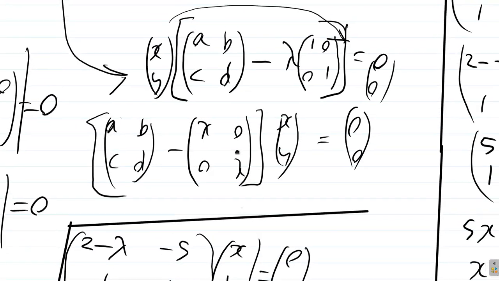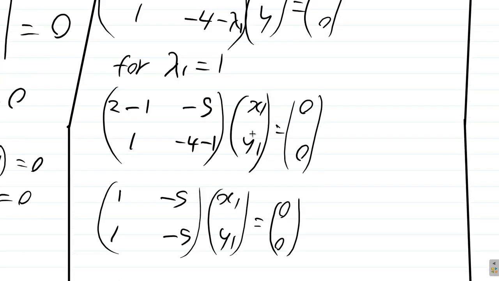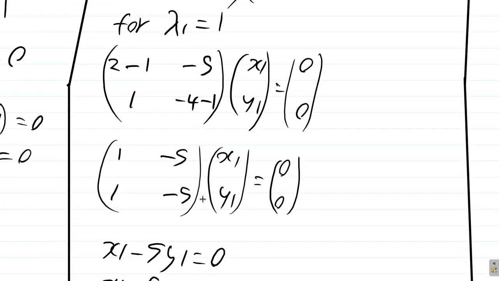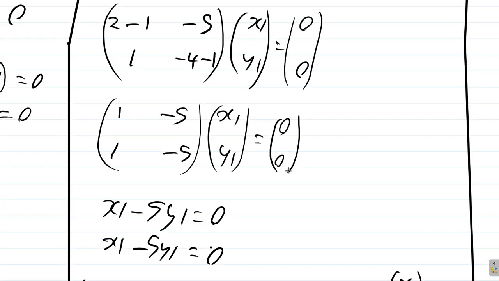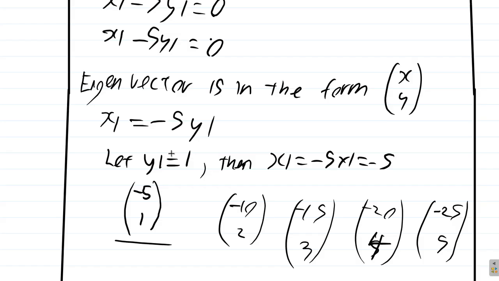So when we substitute for lambda 1 equal 1, let me label this as 2 minus lambda 1, negative 4 minus lambda 1. Lambda 1 is 1 in this case. So it's 2 minus 1, negative 5, 1, and then negative 4 minus lambda 1 becomes negative 4 minus 1, just like 2 minus lambda 1 becomes 2 minus 1 because lambda 1 is 1. Then when you multiply the matrices, you get this, and then you find out what x and y are.